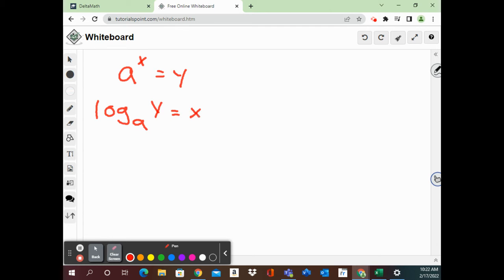Since we have a to the x equal to y, we want to transfer that into a logarithm. So we're going to say that log of base a of y is equal to x. In words, the logarithm of y with base a is equal to x, right? So let's write some examples on the board and go through them.